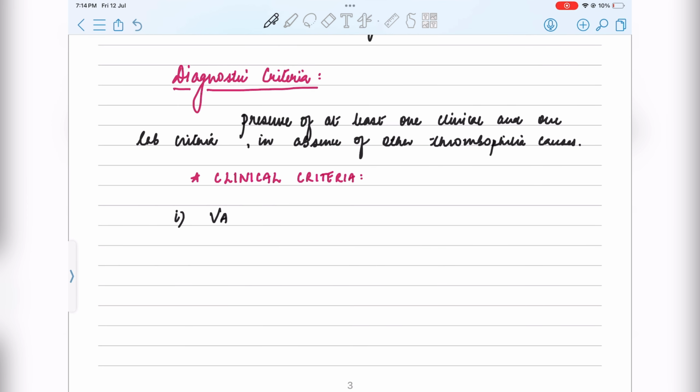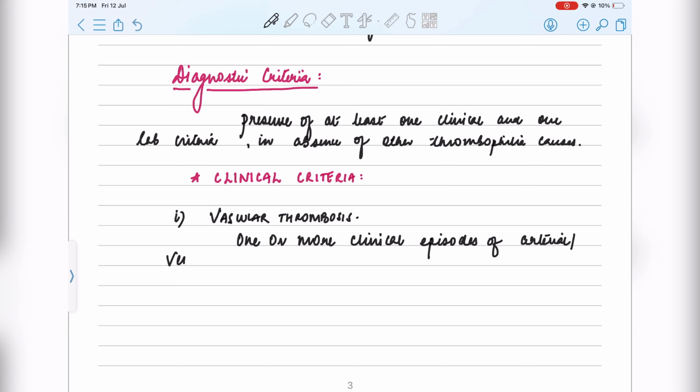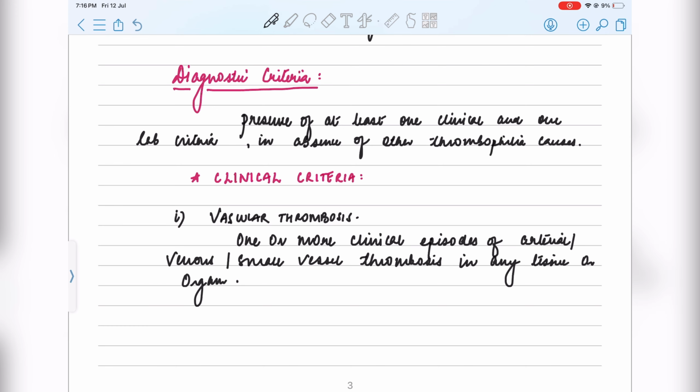In clinical criteria, one would be the vascular thrombosis. So what is vascular thrombosis? It is defined as one or more than one clinical episodes of arterial or venous or small vessel thrombosis in any tissue or organ. So it is very simple. हमें देखना है कि पेशेंट को एक या उससे ज़्यादा एपिसोड्स हुआ है, ऊपर जो भी मैनिफेस्टेशंस हमने डिस्कस किए उनमें से किसी भी टिश्यू या ऑर्गन में. So that will fulfill the vascular thrombosis criteria.